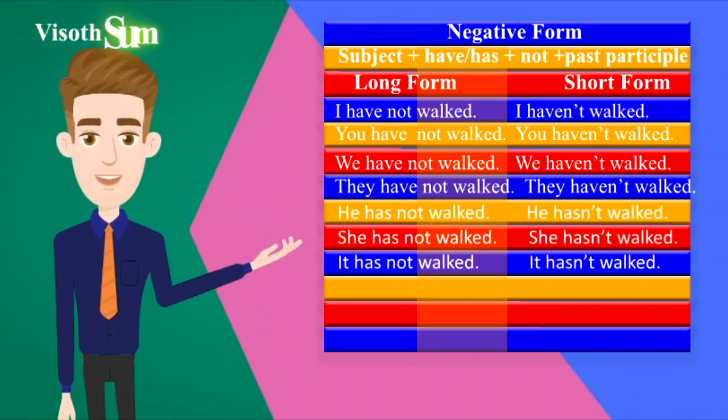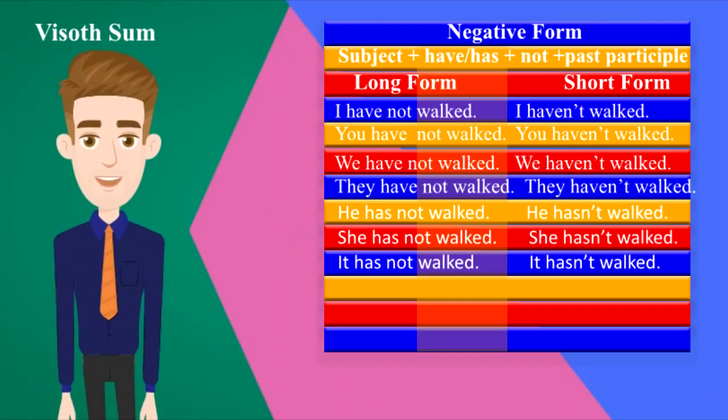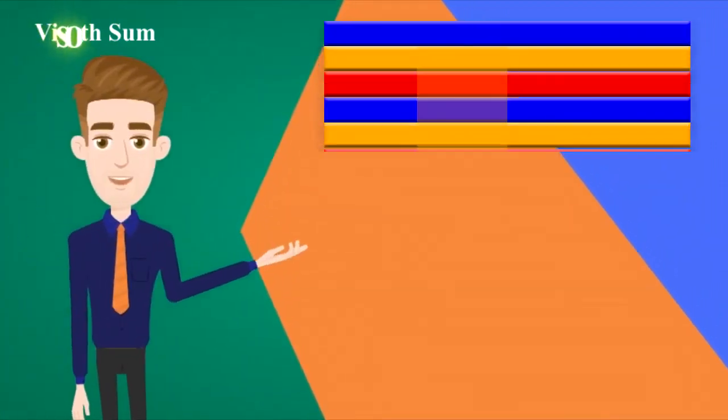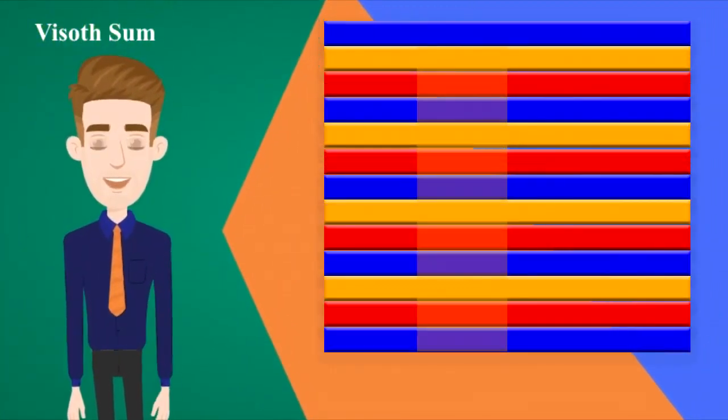We haven't walked. They have not walked. They haven't walked. He has not walked. He hasn't walked. She has not walked. She hasn't walked. It has not walked. It hasn't walked. Now, let's see the question form.